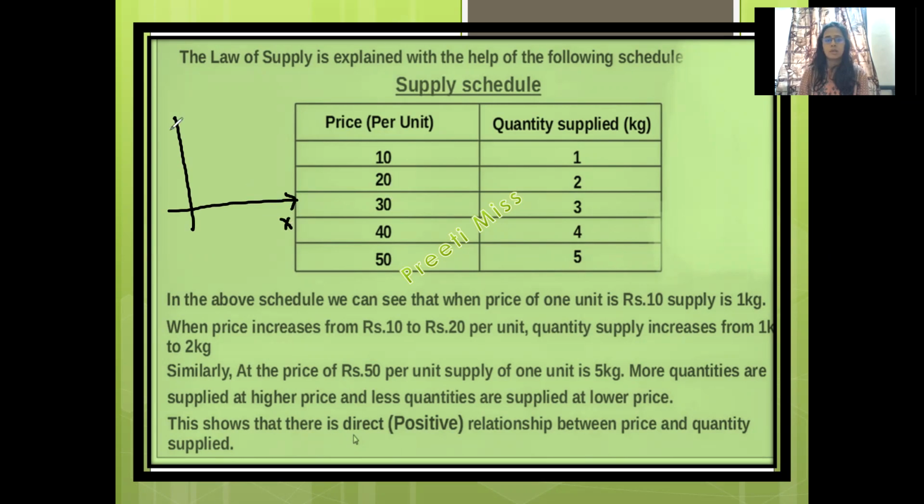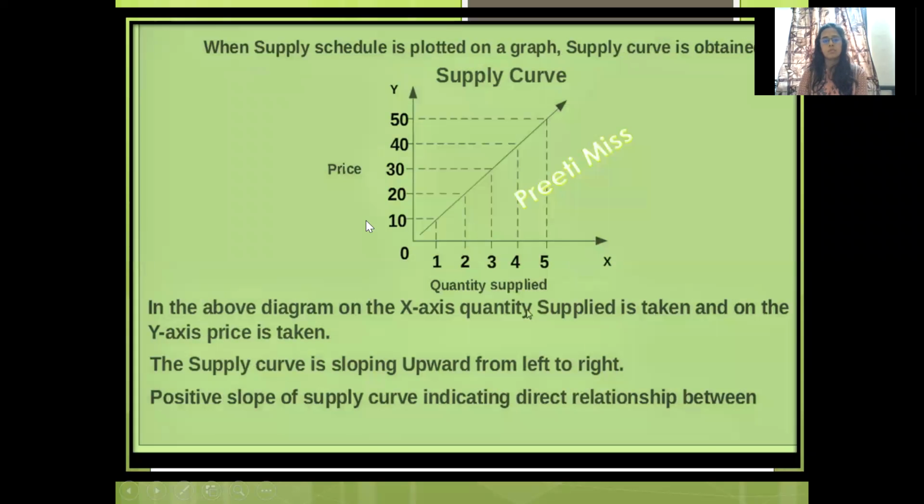Generally on the x-axis we always put quantity demanded or quantity supplied, and on the y-axis always price. So remember that. We will see it in the next slide. See, the same figures we have taken.